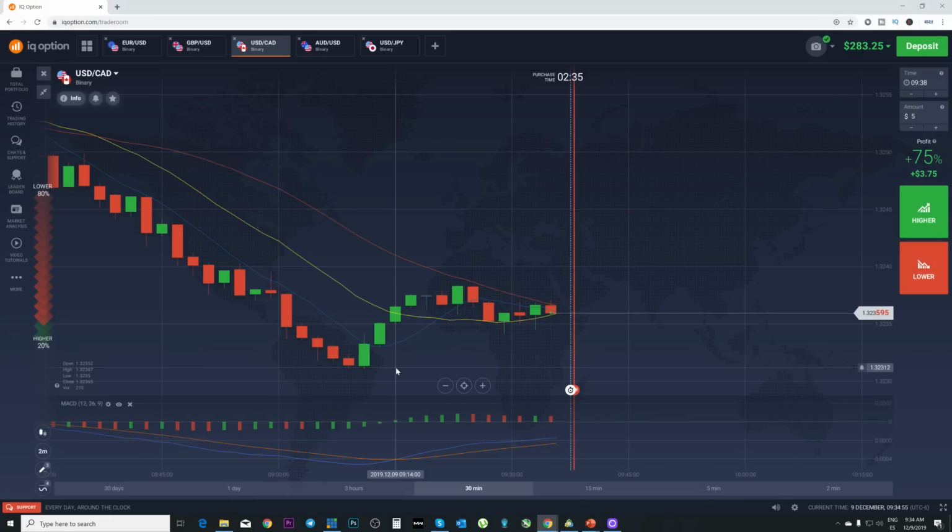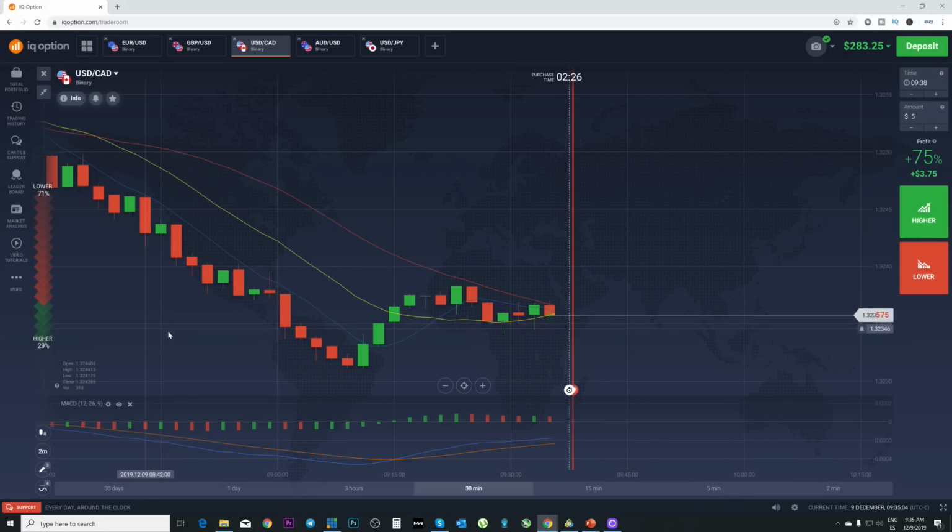MACD is to confirm. That's correct. On USD CAD, the red line is above, so it can be risky. True that. USD CAD, if you notice, yeah, you noticed that. That's actually cool that you paid attention to it.